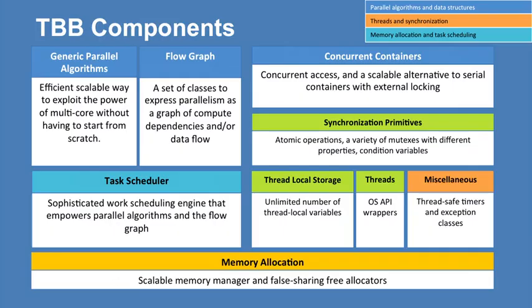So TBB is made up of a bunch of things. They all help with parallelism. And generic task, flow graph, task scheduler.